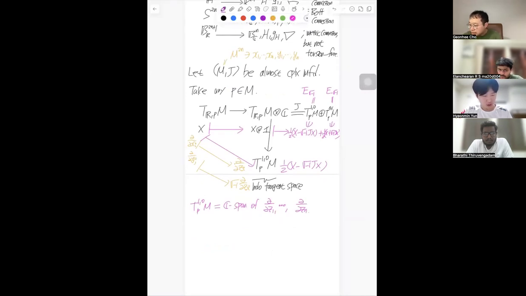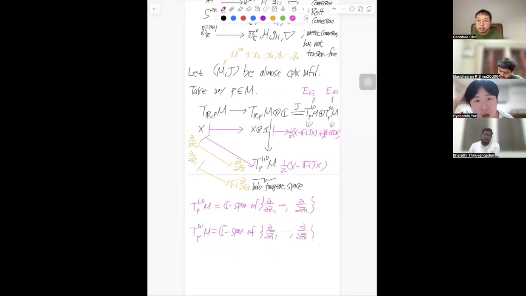So T^{1,0}M is the C-span of these local vector fields, and T^{0,1}M is the C-span of, can you guess what they should be? The complex conjugates. So one of the real linear isomorphisms is the complex conjugate, so you can go from one to the other by simply taking the complex conjugate, just a bar. This is a real isomorphism.